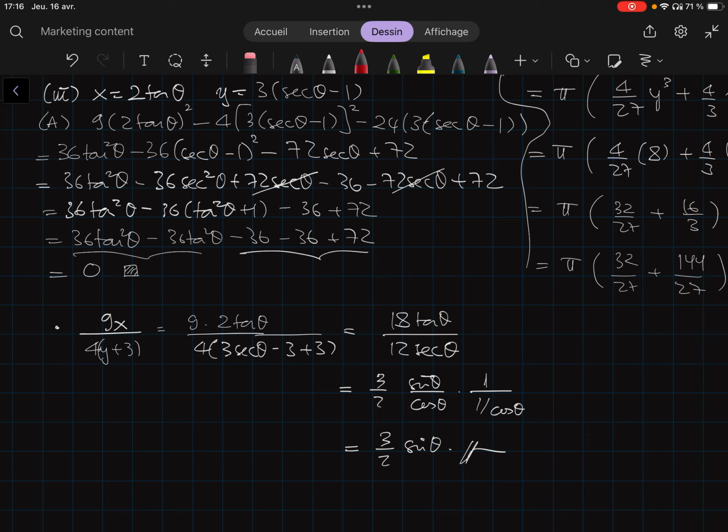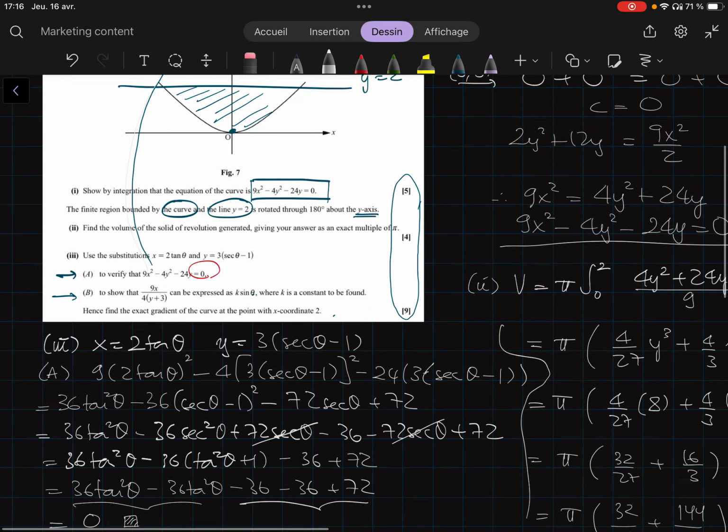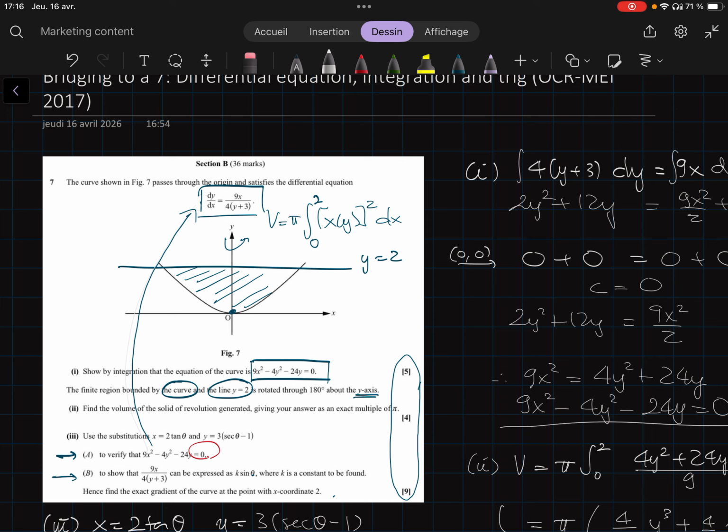The reason I had to write down this part, even though it looks redundant, is because it is to show that question once again. So if you skip this part, you will lose a mark, because I'm pretty sure there should be a mark associated with recalling the definition of secant in terms of cosine. Last part of the question, let's go. Find the exact gradient of the curve at the point with x coordinate 2.